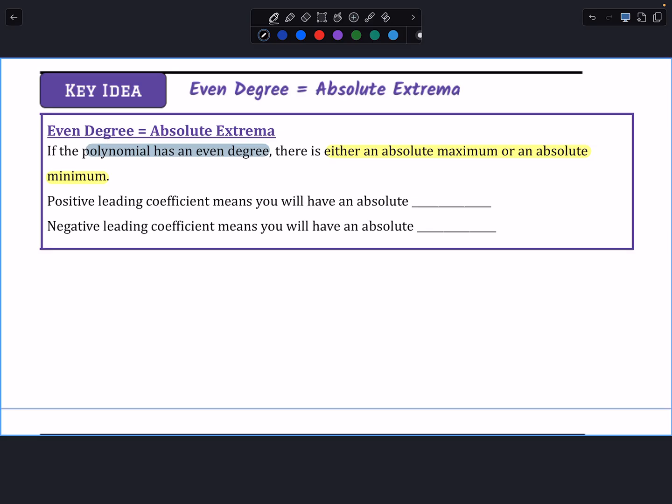So a positive leading coefficient, do you guys agree like a quadratic is x squared? That's even, right? So the arrows are facing the same way. So if it's a positive leading coefficient, our arrows are facing up, which means this red point is what? A minimum or a max? Minimum. And then on the flip side, if it's a negative leading coefficient, we have an absolute maximum.